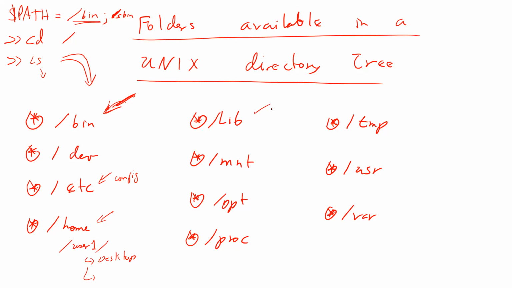The lib folder is where you have libraries that are shared or used by other processes. You have many executables here, of course, and they might need something like the libpcap library for networking, network packet processing.